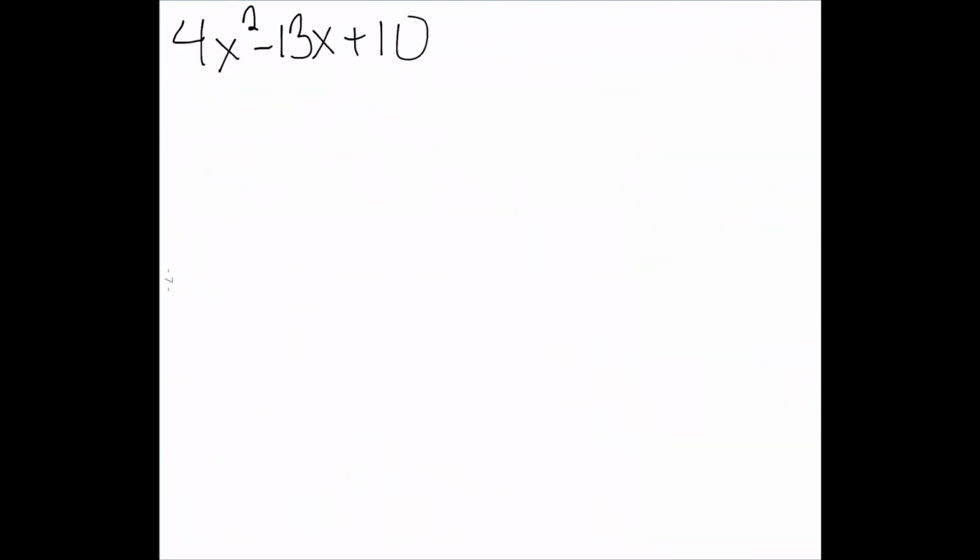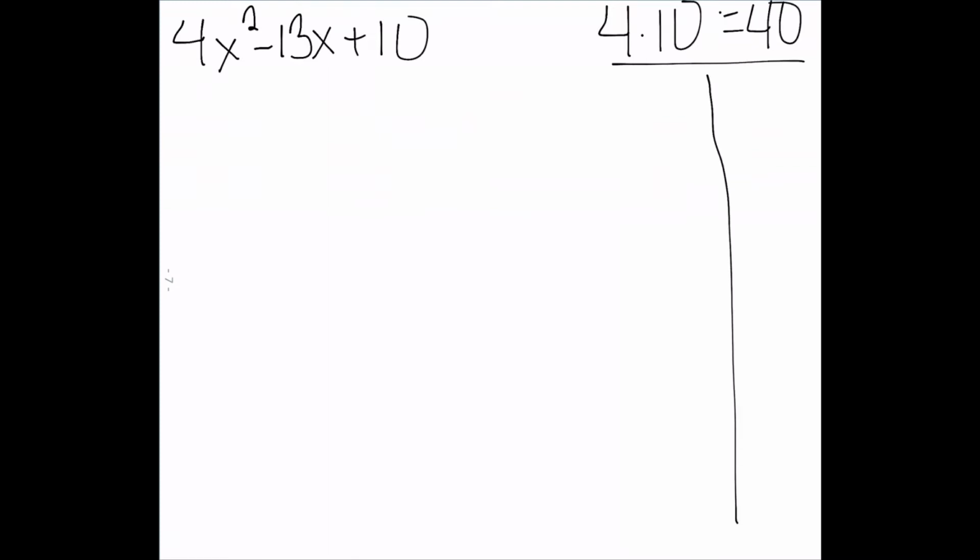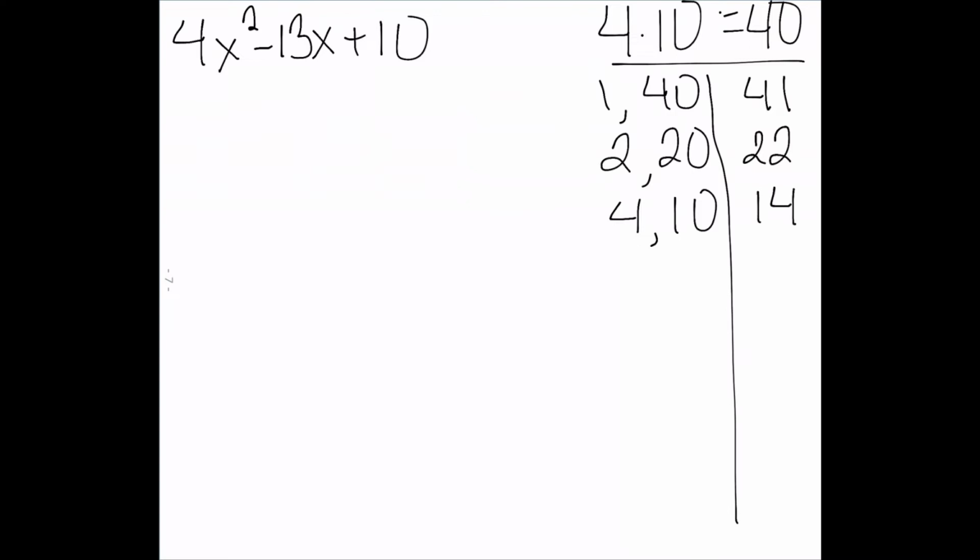Another one, 4x squared minus 13x plus 10. So this time, 4 times 10 is 40. So I need to find all the things that multiply to be 40. I have 1 and 40, which adds to be 41. 2 and 20, which gives me 22. 4 and 10, which gives me 14. 5 and 8, which gives me 13, which is exactly what I need.